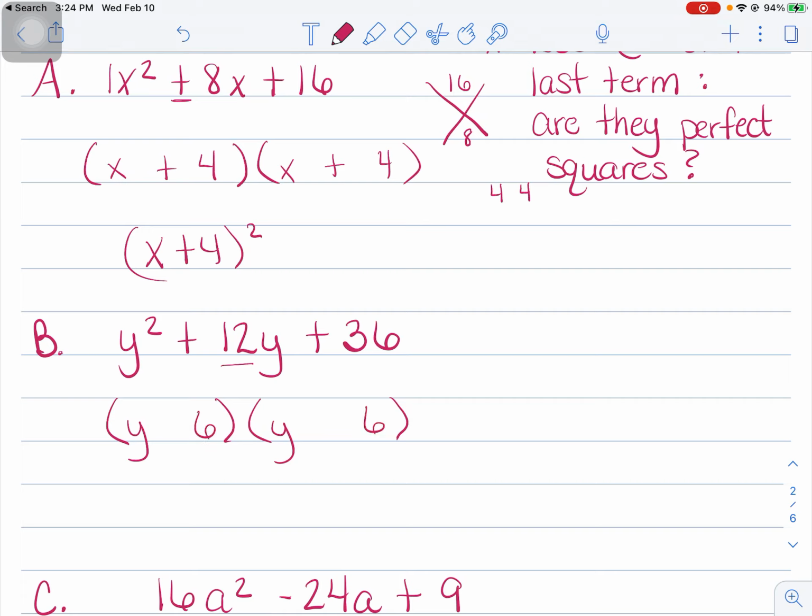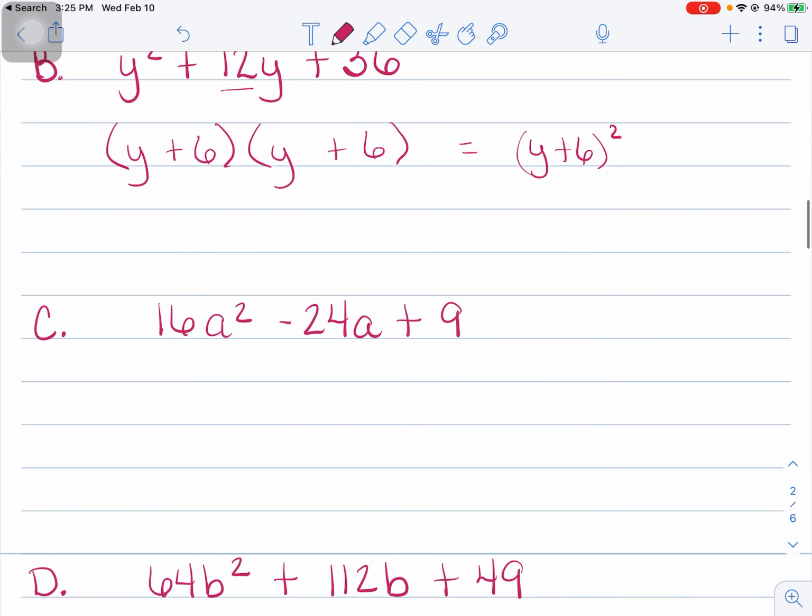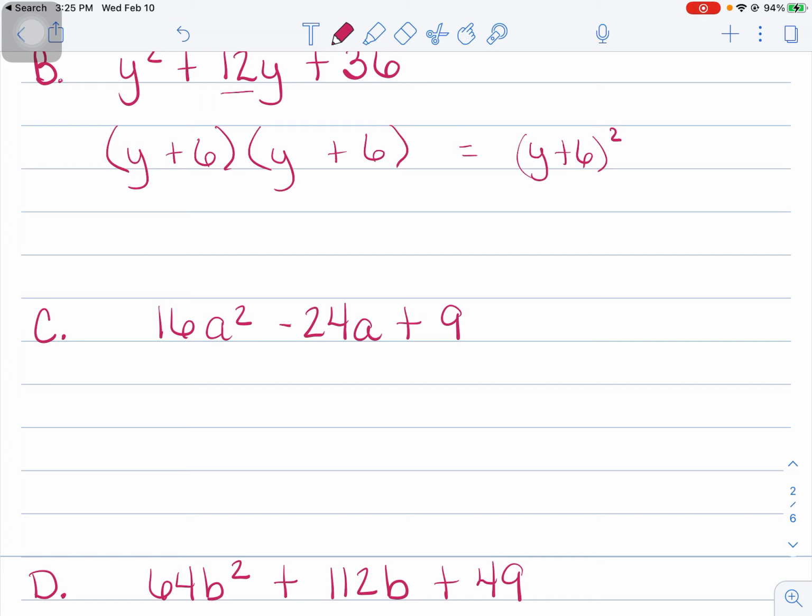I don't want middle terms to cancel out, obviously, because I have a middle term, and I need that middle term to be positive. So 6 plus a 6 is going to get me 12. I can also write this as y plus 6 squared. All right, let's try C. So C, I have a 16, a 24, and a 9.